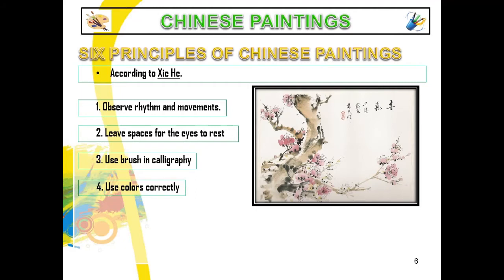And they use colors correctly or accurately. Now, the colors that you see on the painting is the more closest to the subject itself. It needs to be similar, most likely closest to the color of the subject.